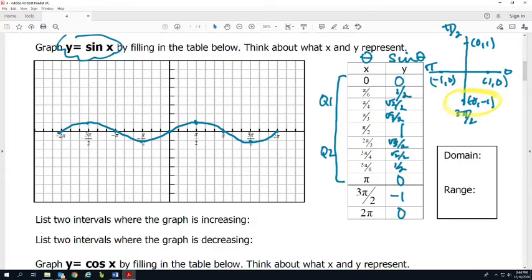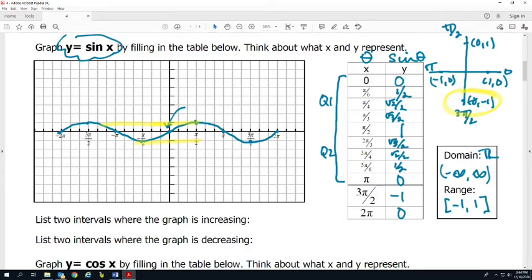So you can see the sine wave. One thing to think about as far as the key characteristics is that it goes through the origin. It has a point at 0, 0. The domain is all real numbers. It goes on forever. So you can either say all real numbers, or you can say from -infinity to infinity. The range value, this is pretty important for us to notice. It doesn't go any higher than 1, and it doesn't go any lower than -1. So our range goes from -1 to 1.